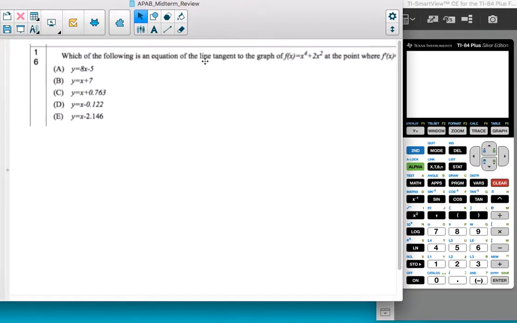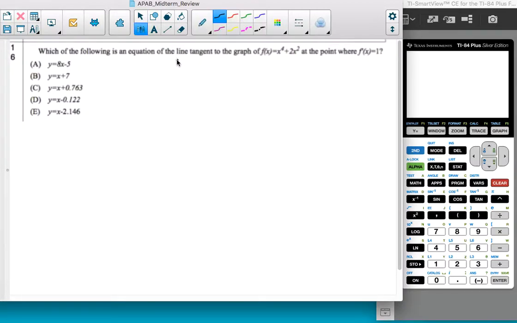Okay, so I know I'm finding a line tangent, right? To the graph of f of x equals x to the fourth plus 2x squared at the point where f prime equals 1. Well, anytime I want an equation of a tangent line, and not just a tangent line, but an equation of any line for the rest of eternity, I need two things, right?